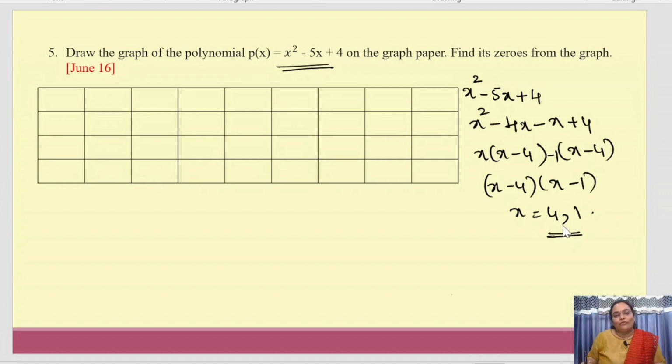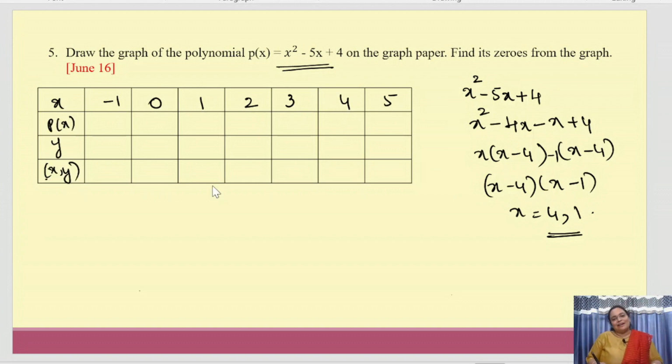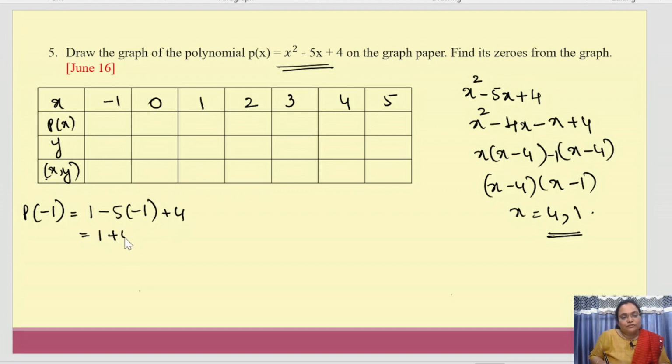We have got 1 and 4 as zeros of this polynomial by using factorization method. So we will take the values from minus 1 to 4 or 5. To plot a graph, we will find the values of x and y. So if you substitute x equals minus 1 in p of x, you will get minus 1 squared is 1, minus 5 of minus 1 plus 4, which is 1 plus 5 plus 4, which is 10.